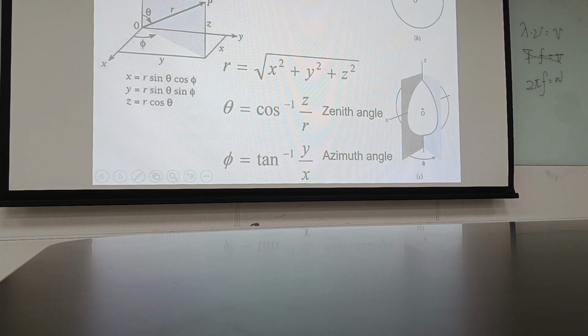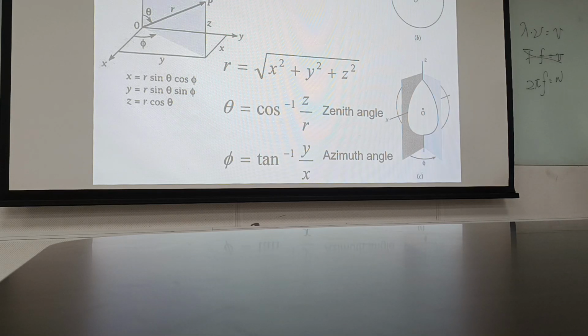It's not good to write the equation in x, y, z, because we have one positive ion in the center and negative ions outside, right? So we should use the spherical coordinate, not the Cartesian coordinate. Do you know what Cartesian is? It's x, y, z. So this is spherical.